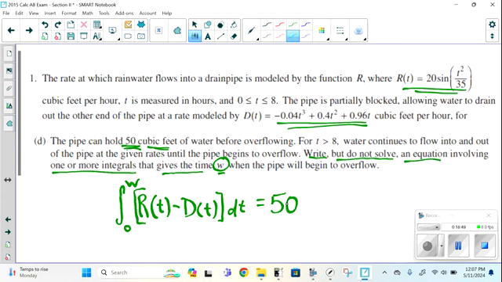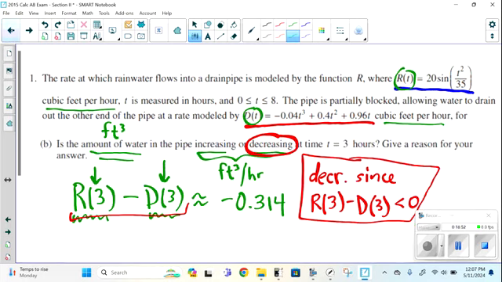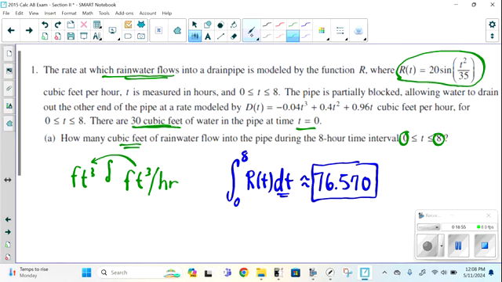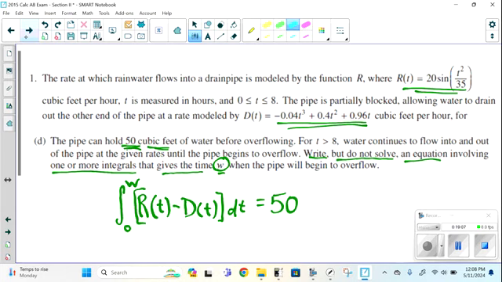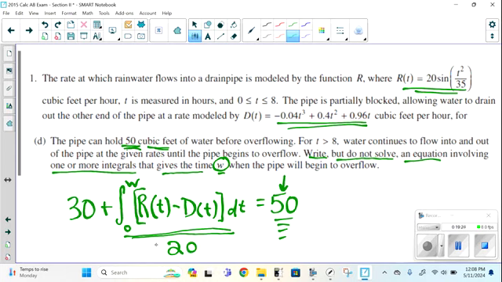But there's one thing. Do you remember when this problem first started? I don't know if you were here for this. Maybe, maybe not. We said that there are 30 cubic feet of water in the pipe at time 0. So I'm going to come back here. And I'm going to say, well, this didn't start at 0. I don't want this to be 50 because there's already 30 in there. So once this hits 20, I'm going to get to 50, won't it? So what I would do is I would take 30 plus whatever this is once that gets to 50. Because once this integral hits 20 plus my 30, then I'm going to hit my 50.